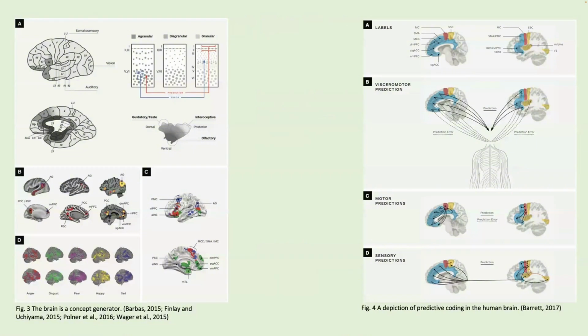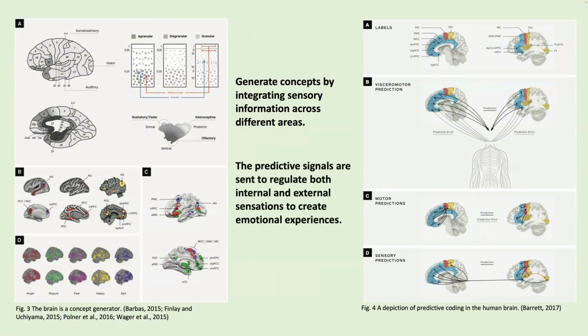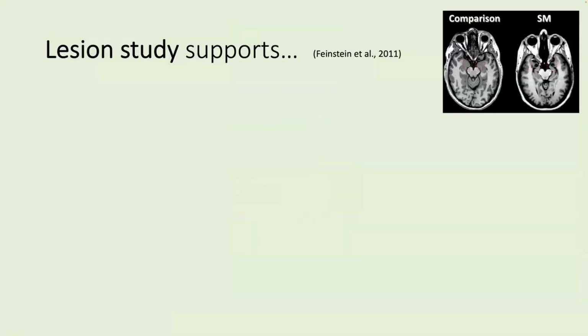Figure 3 shows the brain as a concept generator and how it generates concepts by integrating sensory information across different areas. Figure 4 shows the depictions of predictive coding in the human brain. These predictive signals are sent from areas to regulate both internal and external sensory inputs to create emotional experiences. These two figures show how the theoretical framework of predictive coding generates emotions. The author also introduced a simulation study.